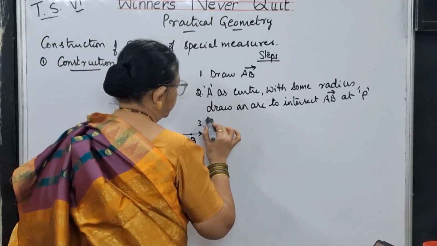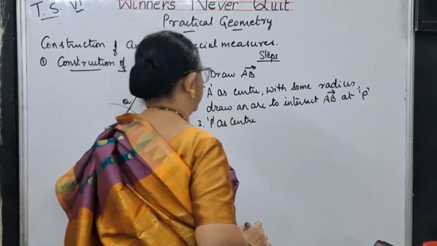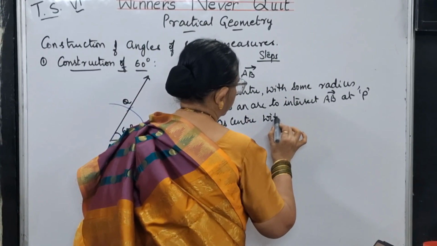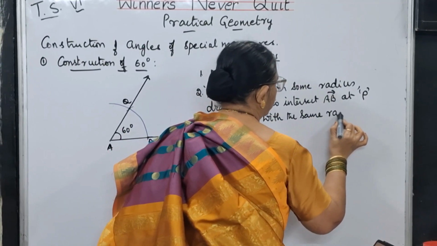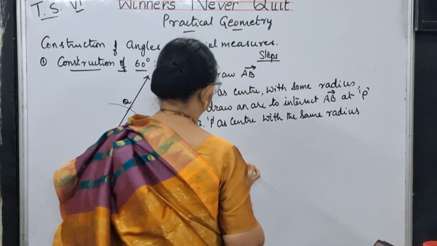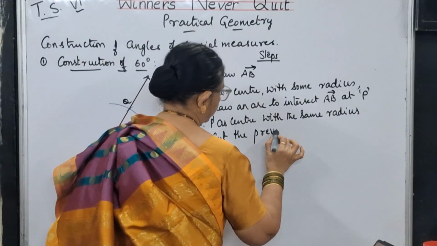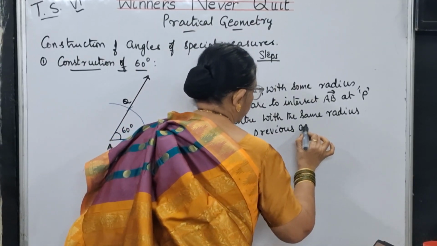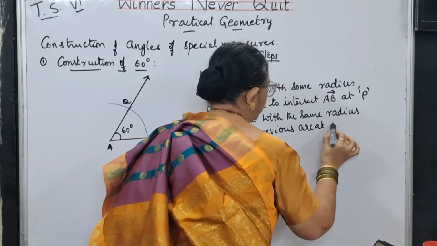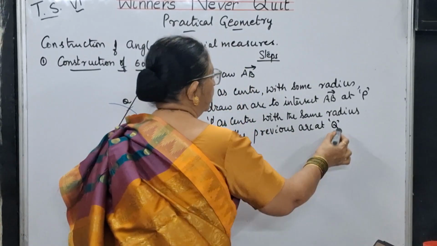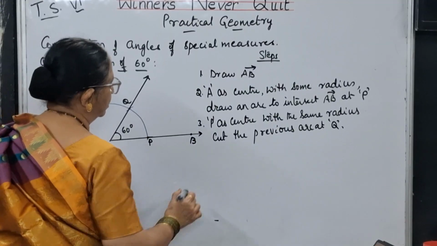Now, fourth, with P as center and the same radius, cut the previous arc at Q. Okay, you are cutting with the same radius, cutting the previous arc at Q.